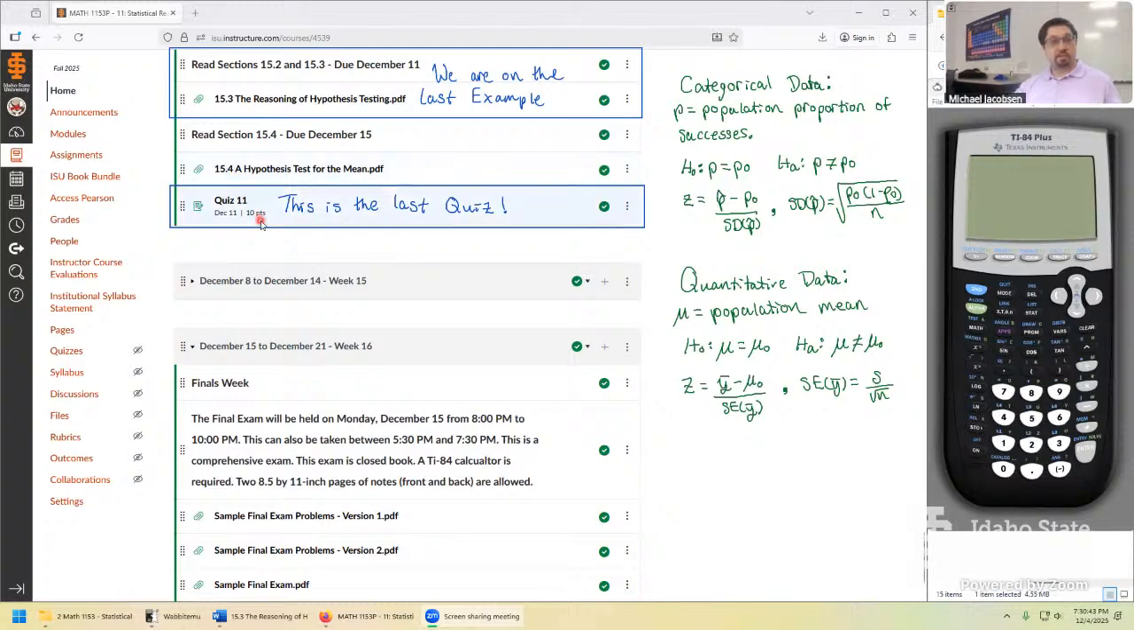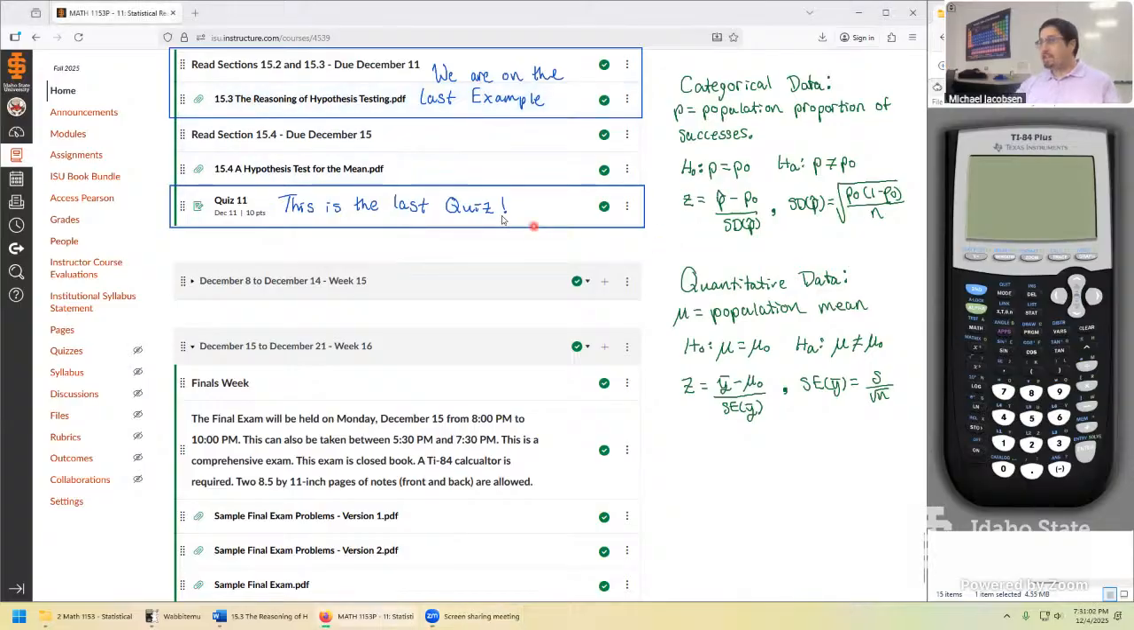Also, the last quiz, number 11, is based heavily off section 15.3. So just doing one of those examples. Once you figure out which test it is, the left tail, right tail, or two-tail test, you can just use one of the examples out of this section as a model of how to get through all the parts.